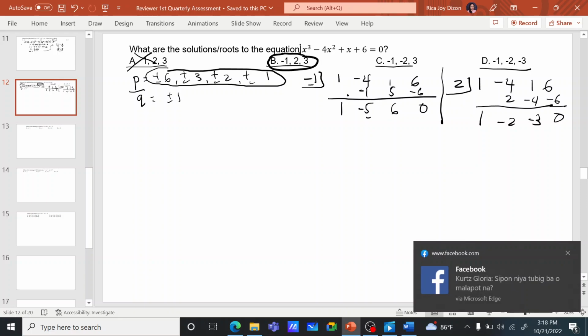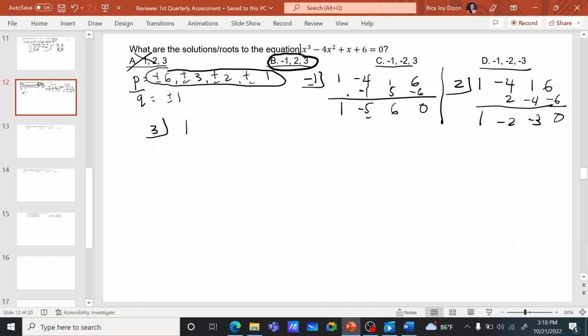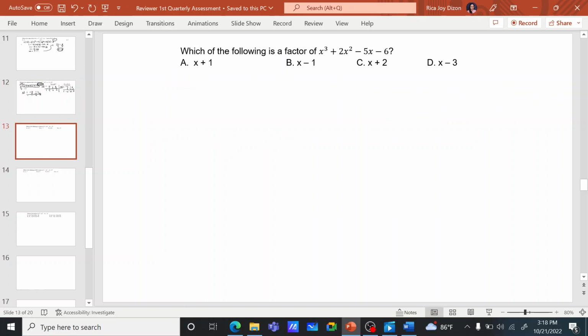Now let's try if 3 is really a solution. 3 by synthetic division, write the coefficients. 1, negative 4, 1, 6. We bring down 1. 1 times 3 is 3. We add, it's negative 1. Negative 1 times 3 is negative 3. Add, that's negative 2. Negative 2 times 3 is negative 6. So 3 is really a root. That means B is really the answer for this item.